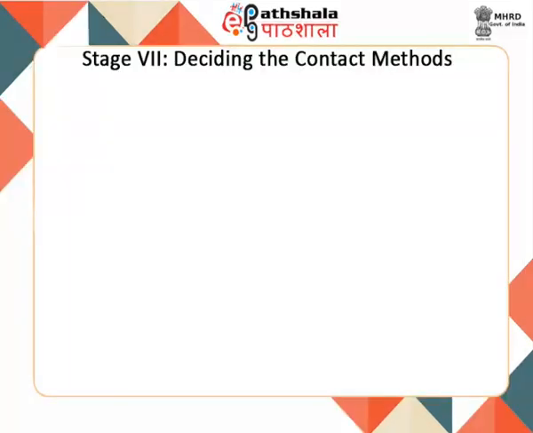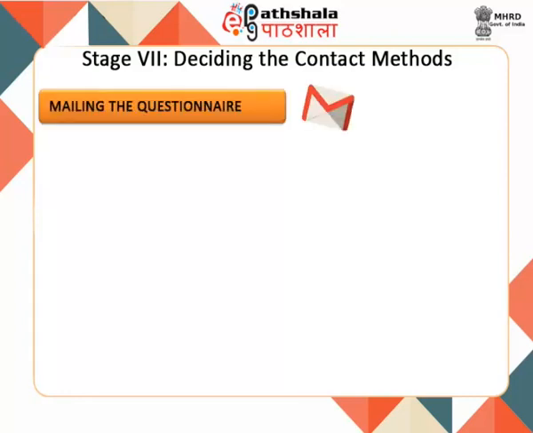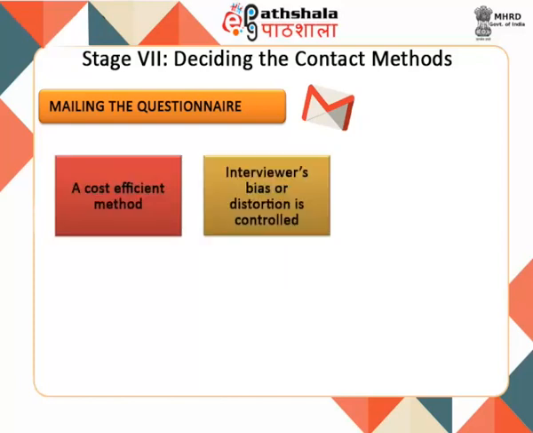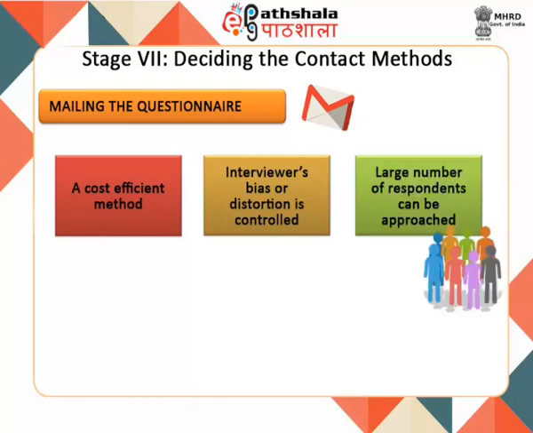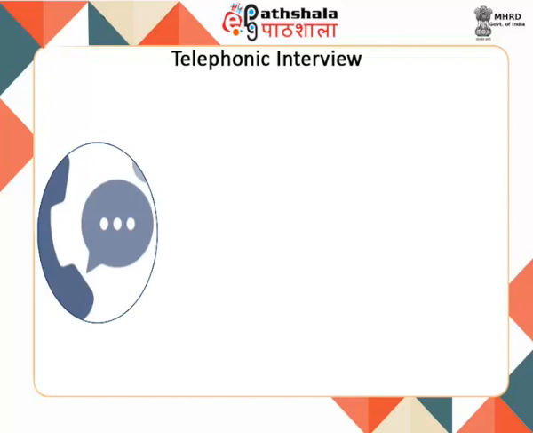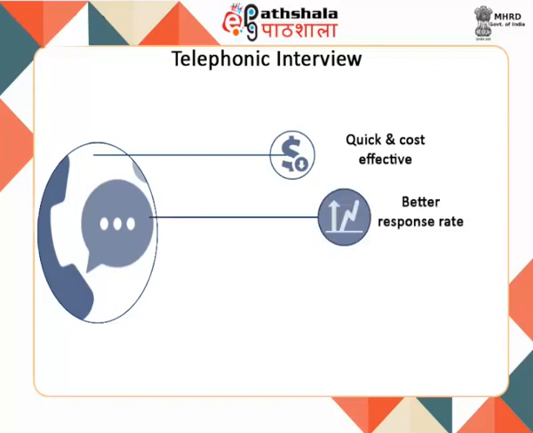Deciding the contact methods. The next planning aspect is to decide the method of contacting the respondents. The options available are as follows. Mailing questionnaire. A cost-efficient method where the interviewer's bias or distortion is controlled and a very large number of respondents can be approached. The downside is a very low response rate. Telephonic interview. This is a quick and cost-effective method of gathering information with better response rate than mail method, as the respondents can get clarifications of questions.